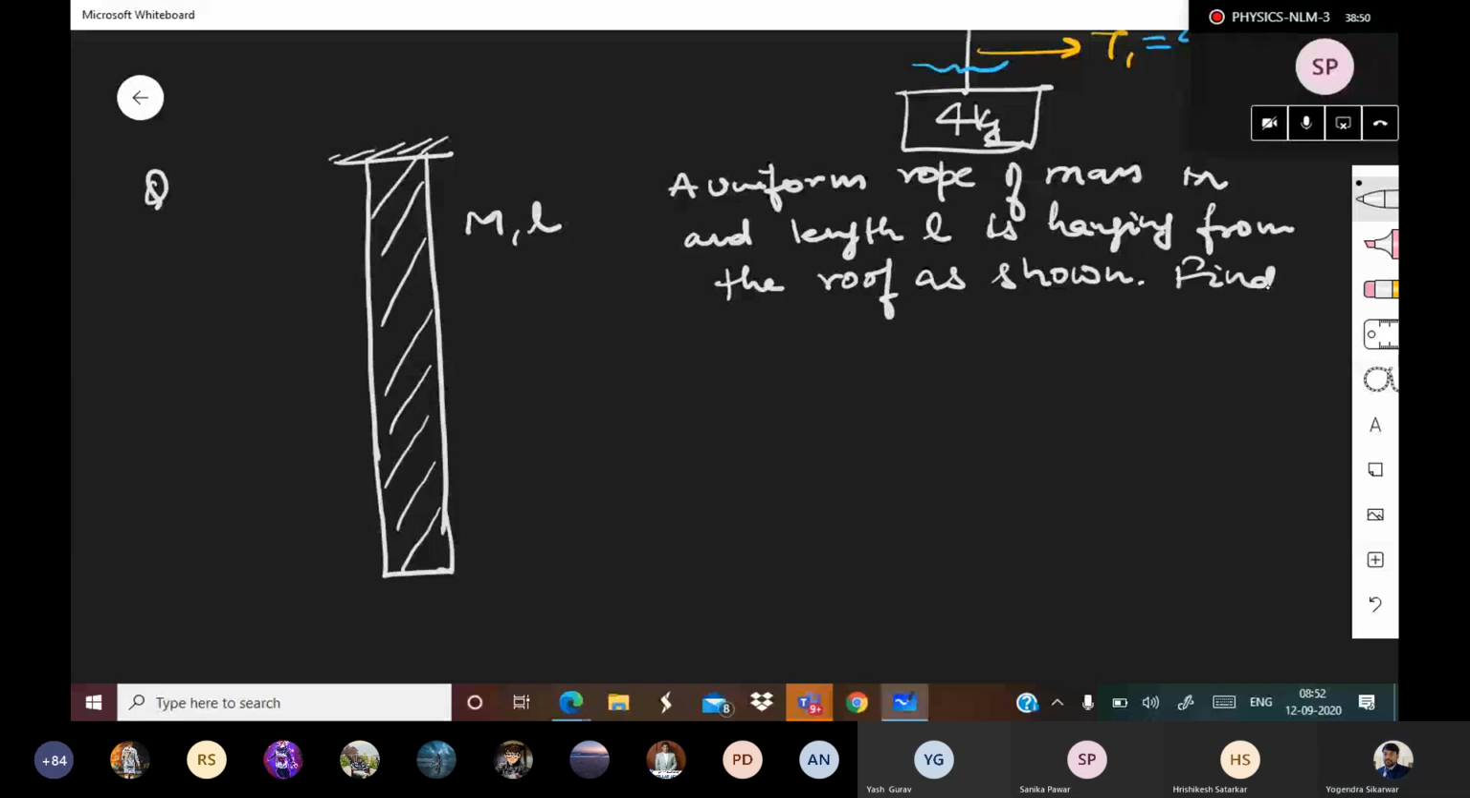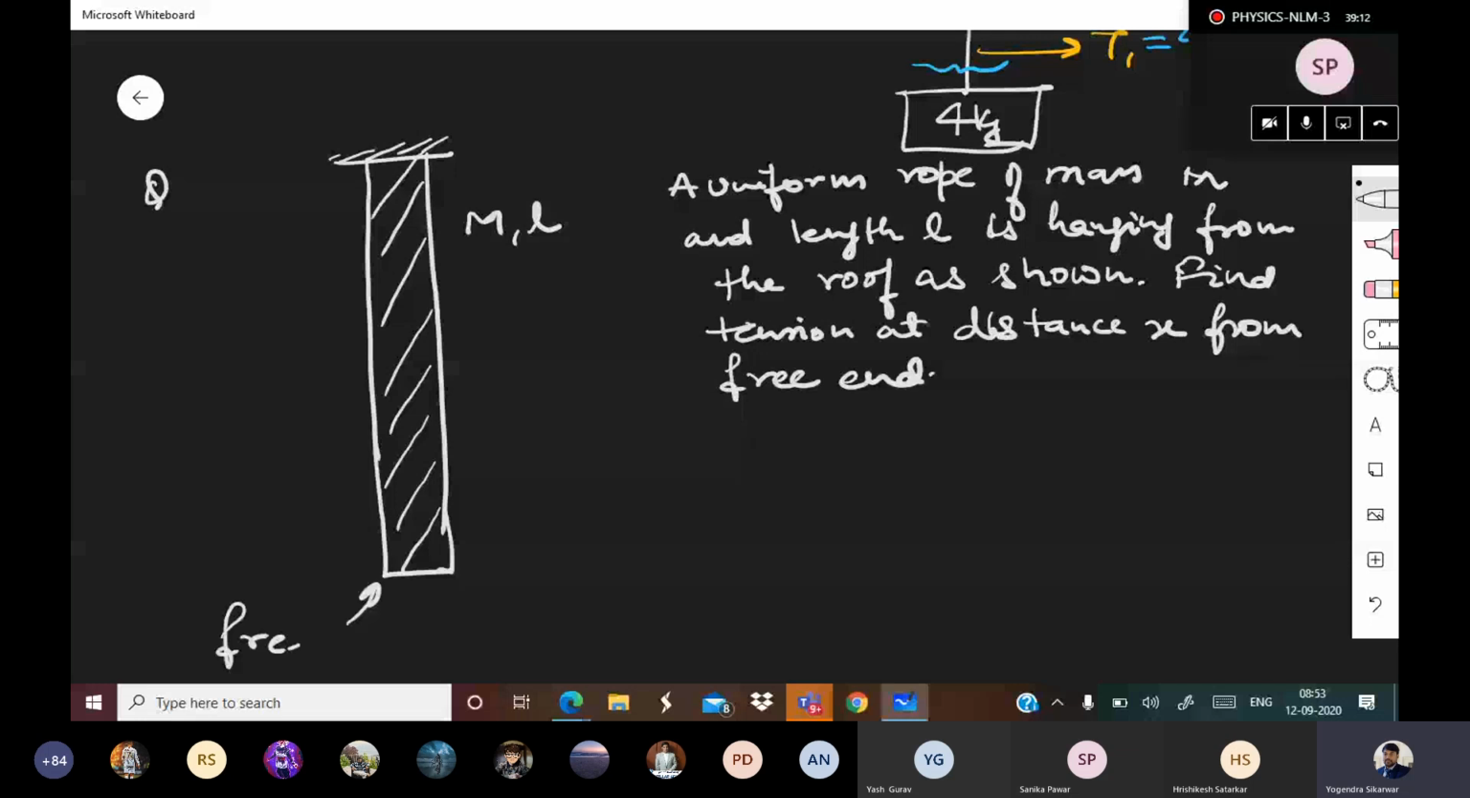Find tension at distance x from free end. Okay, this is the free end. So you need to find how much is the tension at distance x from the free end.